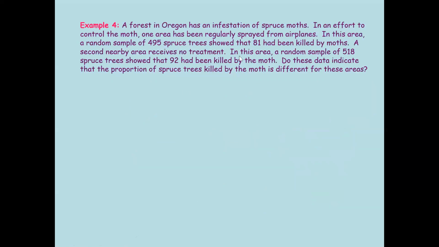So let's look at an example. A forest in Oregon has an infestation of spruce moths. In an effort to control the moth, one area has been regularly sprayed from airplanes. In this area, a random sample of 495 spruce trees showed that 81 have been killed by moths. A second nearby area receives no treatment. In this area, a random sample of 518 spruce trees showed that 92 had been killed by the moth. Does this data indicate that the proportion of spruce trees killed by the moth is different for these areas?